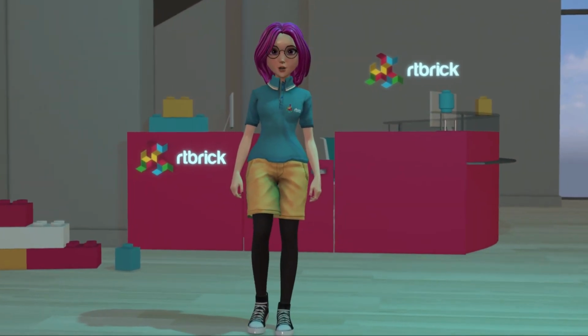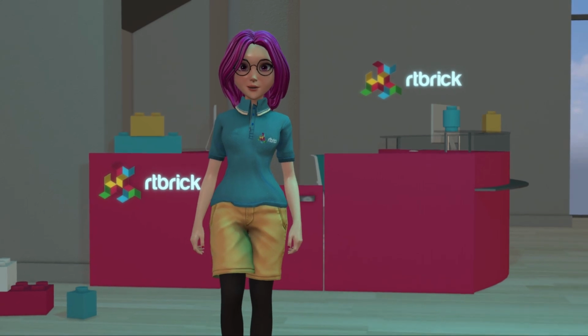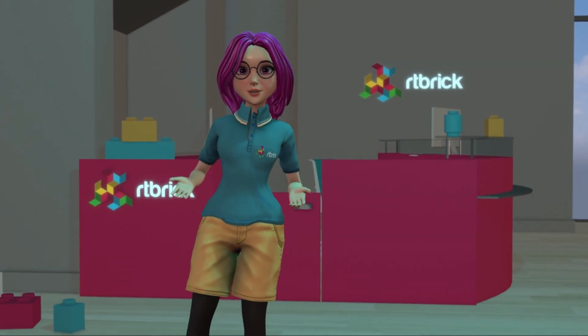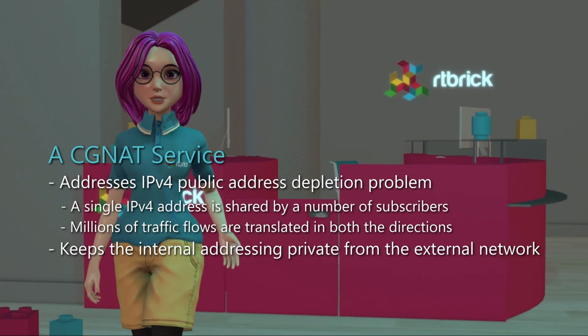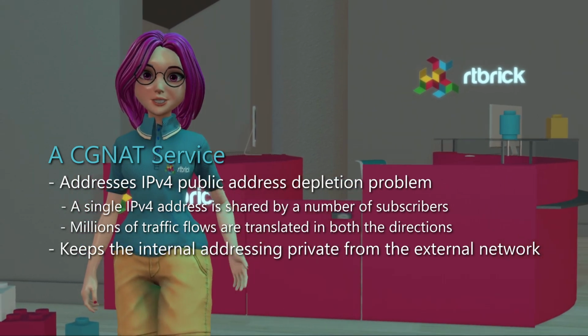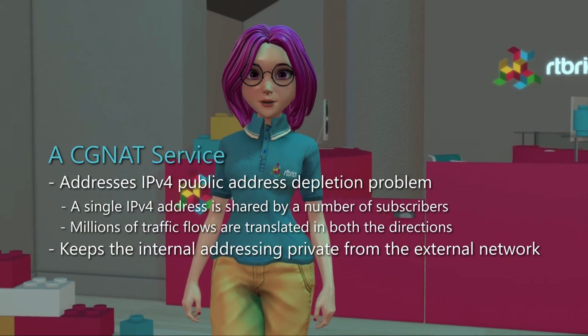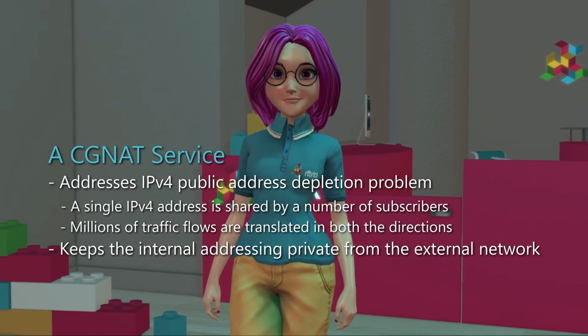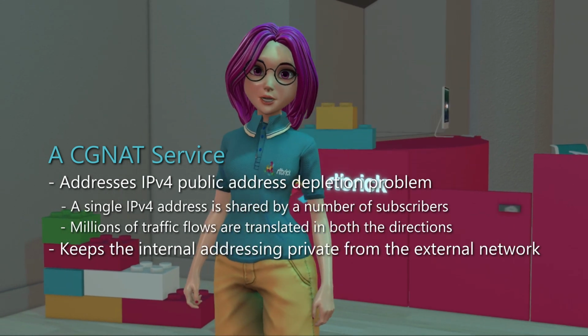ISPs globally require a mechanism to address the problem of depleting public IPv4 addresses. This mechanism is CGNAT. In brief, thanks to the Network Address Translation service, a single public IPv4 address is shared by a number of subscribers and provisioned by the NAT service. Apart from solving the public IPv4 address depletion problem, NAT also keeps the internal addressing private from the external network.